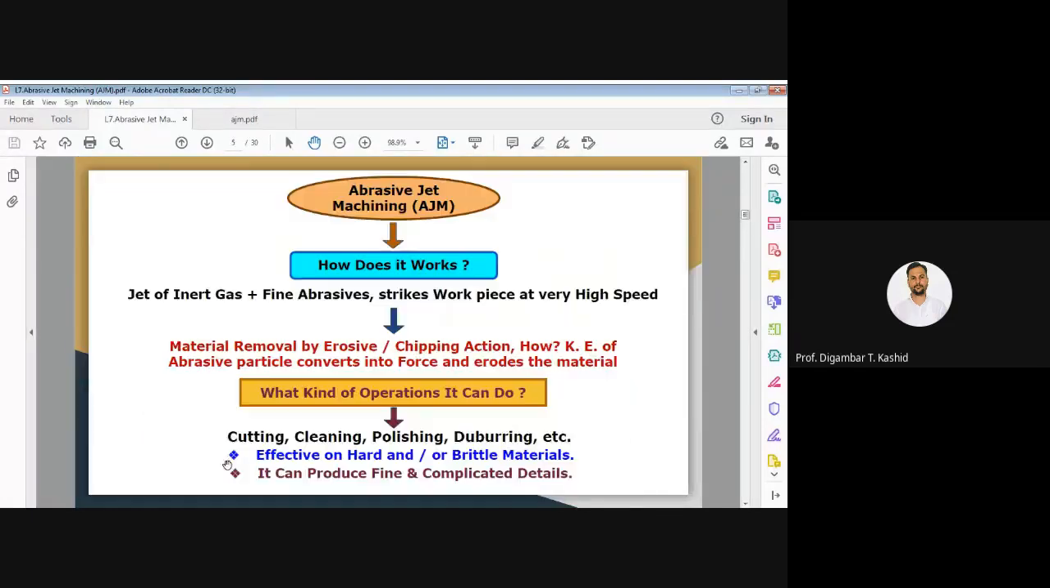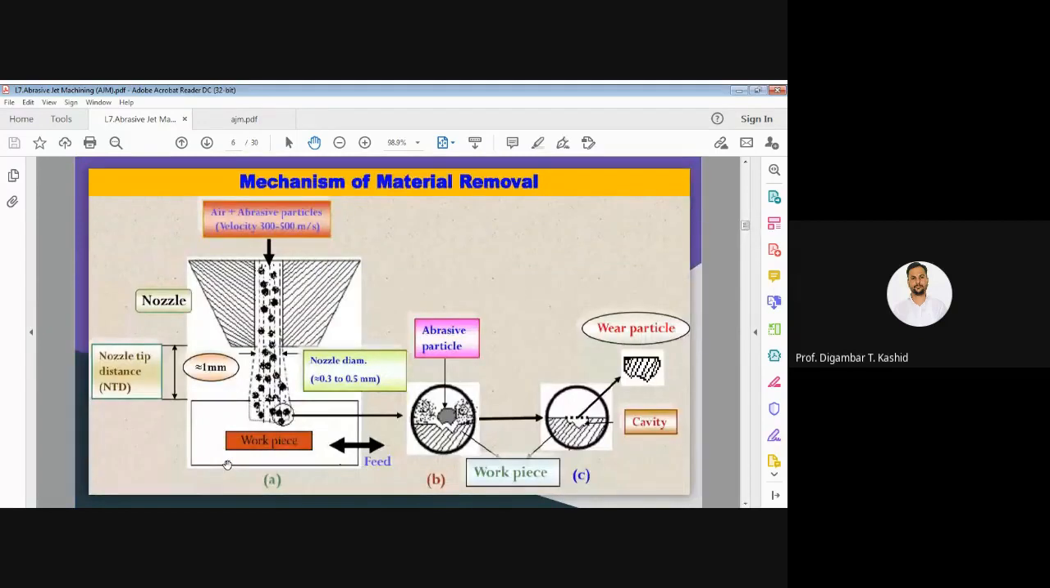Now, with this diagram, I will explain the mechanism of material removal in case of this AGM process. So here in this figure, you can see the nozzle where air plus fine abrasive particles are coming at a very high velocity. Its range is between 300 to 500 meters per second. Now these abrasive particles at very high velocity come and hit this workpiece surface. Here you can see the workpiece surface.